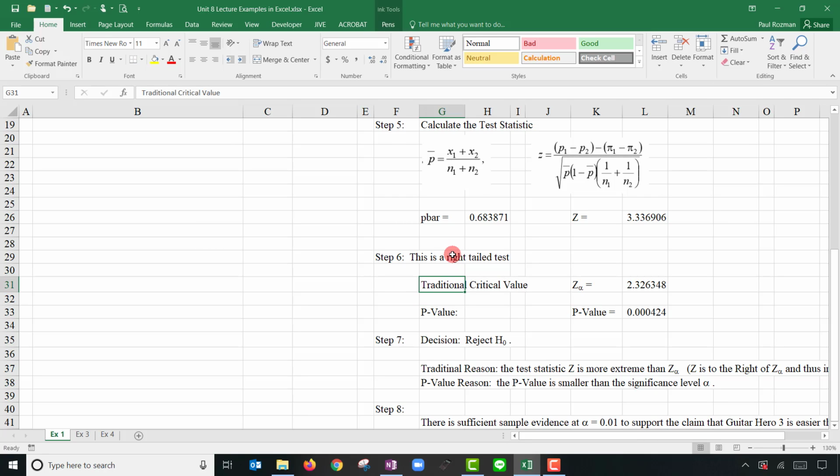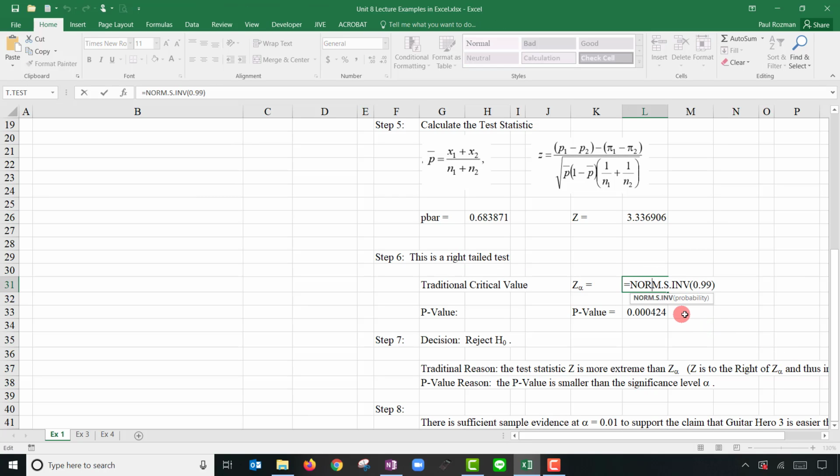I did both methods, basically. I did the traditional method and the p-value method. The traditional method was I found a critical value on the right side, which you can see here is norm.s.inv, and I had to put 99% in because alpha was 1%. Excel works to the left instead of to the right, so you have to be careful that way. So if you're a traditional person, you'd be comparing 2.33 and 3.33, and you'd say 3.33 is way bigger than 2.33, and by bigger I mean to the right of it because it's a right-tailed test, and then you'd reject.